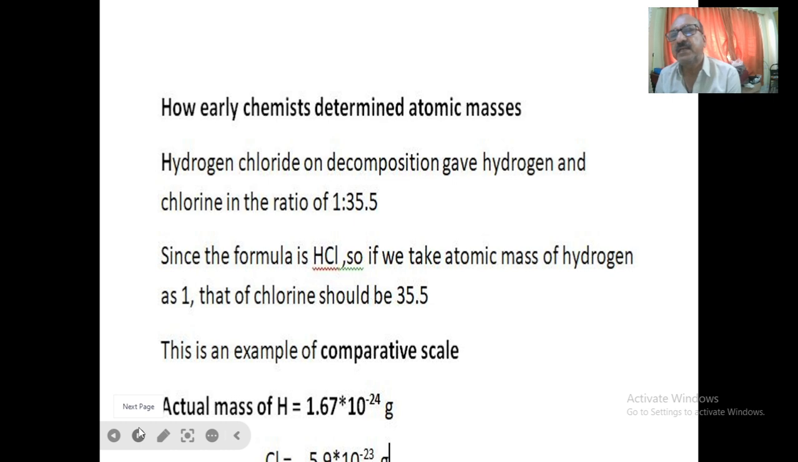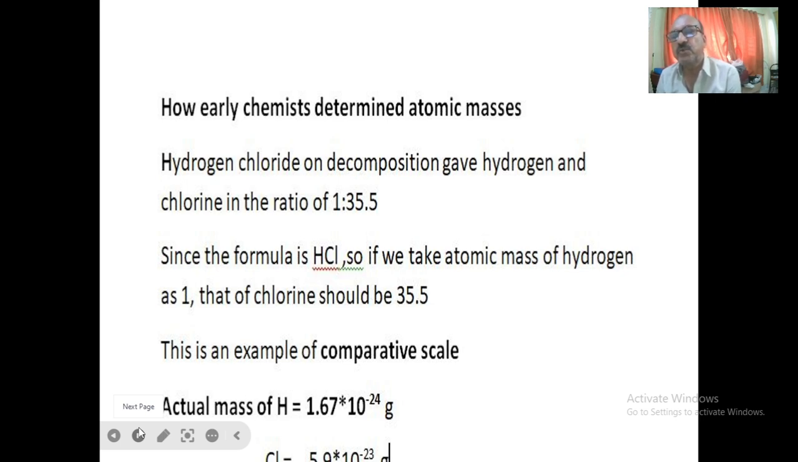which means that hydrogen and chlorine, when they have combined, have masses in the ratio of 1 to 35.5. So if we assume that the mass of a hydrogen atom is 1 unit, then on that scale the mass of chlorine must be 35.5. The formula is HCl, which means one H is combined with one Cl. So this ratio indicates that if we consider the mass of hydrogen atom to be one unit, then on that scale the mass of chlorine should be 35.5. That is what is meant by the relative atomic scale.